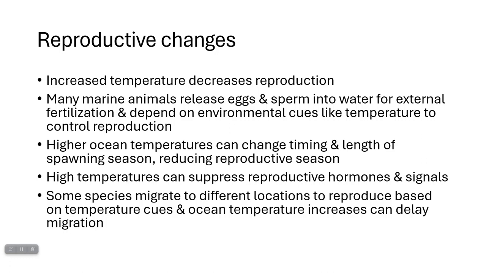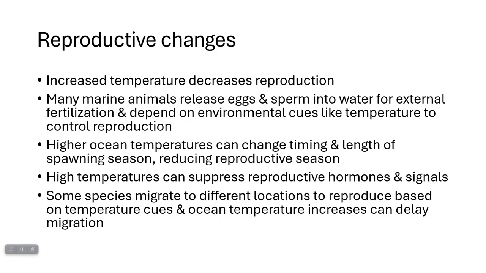And since they rely on cues like, for example, temperature, amongst other things, to control their reproduction, the change in temperature can throw off the timing of their reproduction. So, for example, some fish will use temperature cues to determine when they're going to have their spawning season, which is when they're releasing their sperm and eggs. And because of the warmer temperatures, they may start shifting their spawning seasons later.